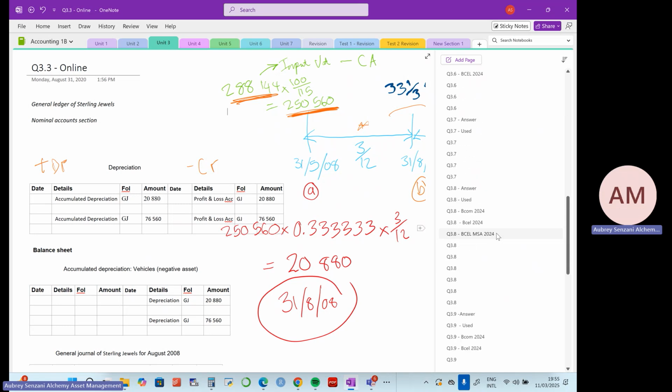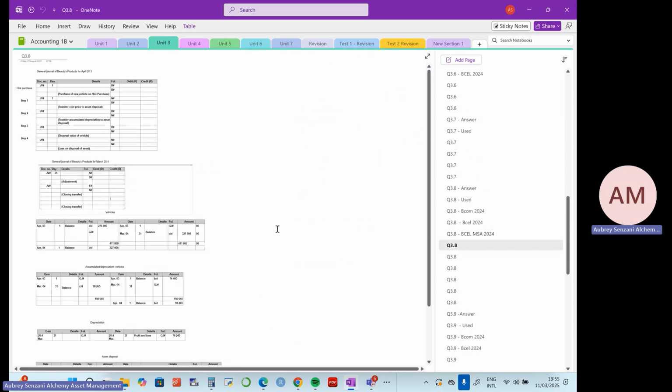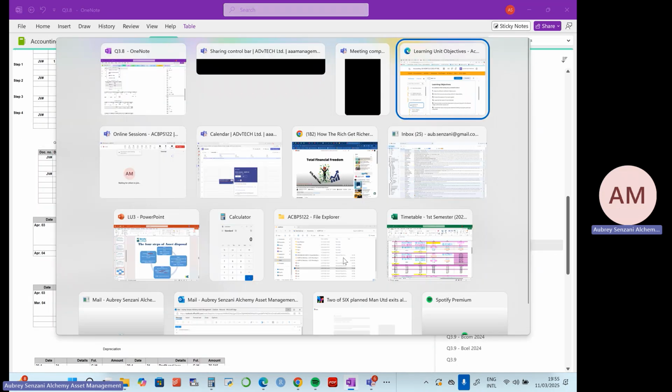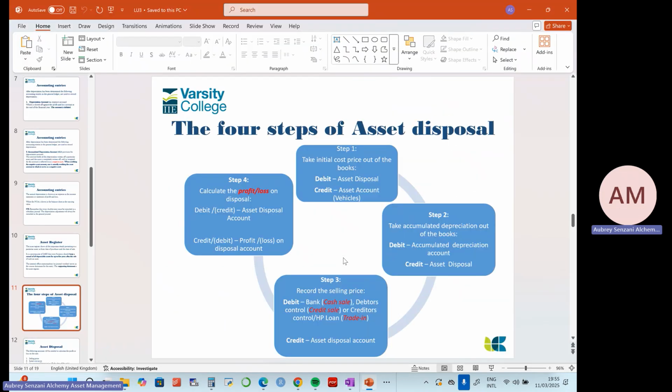So let's now go to 3.8. And here it gets a little bit more technical. But we are yet again just practically going through the stuff you guys went through on the theory side. So here now we're going to see a practical illustration of the steps of asset disposal, what we do. So step number 1, we're taking the cost price out of the books. Step number 2, we're taking accumulated depreciation out of the books of the asset we have disposed.